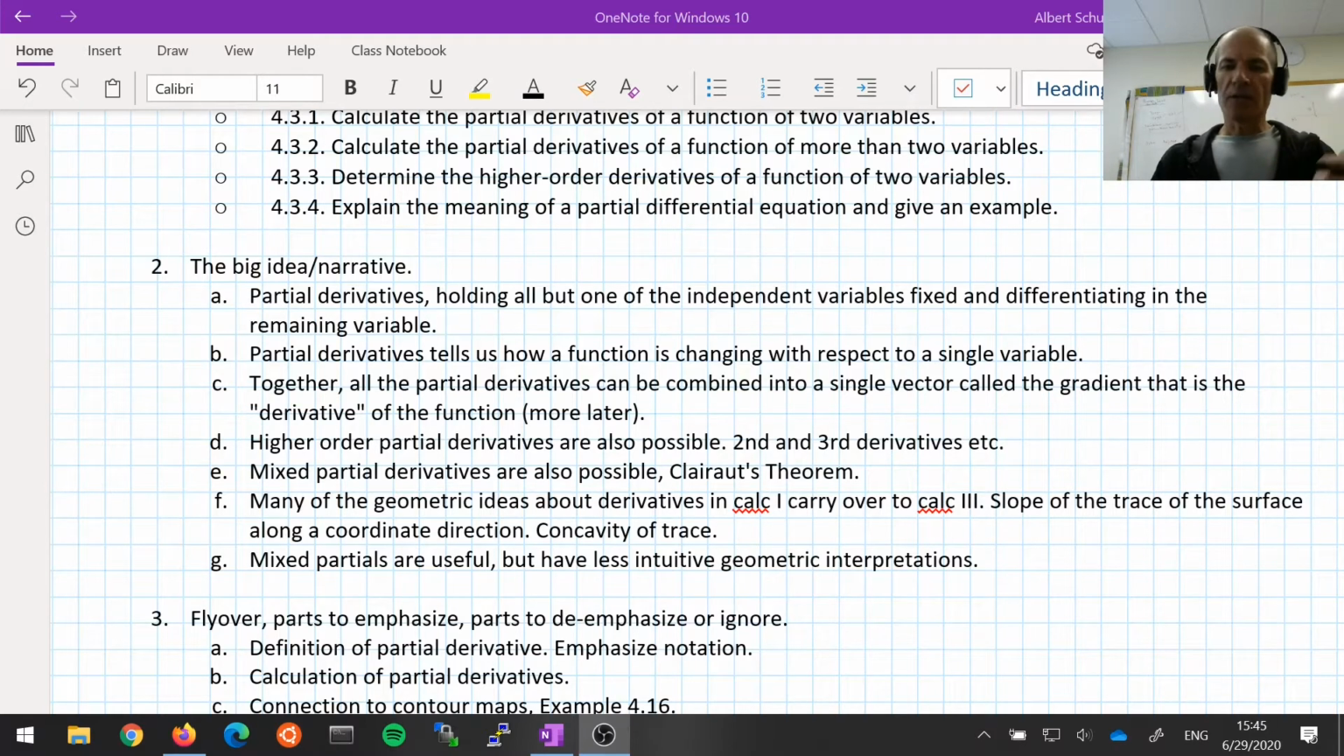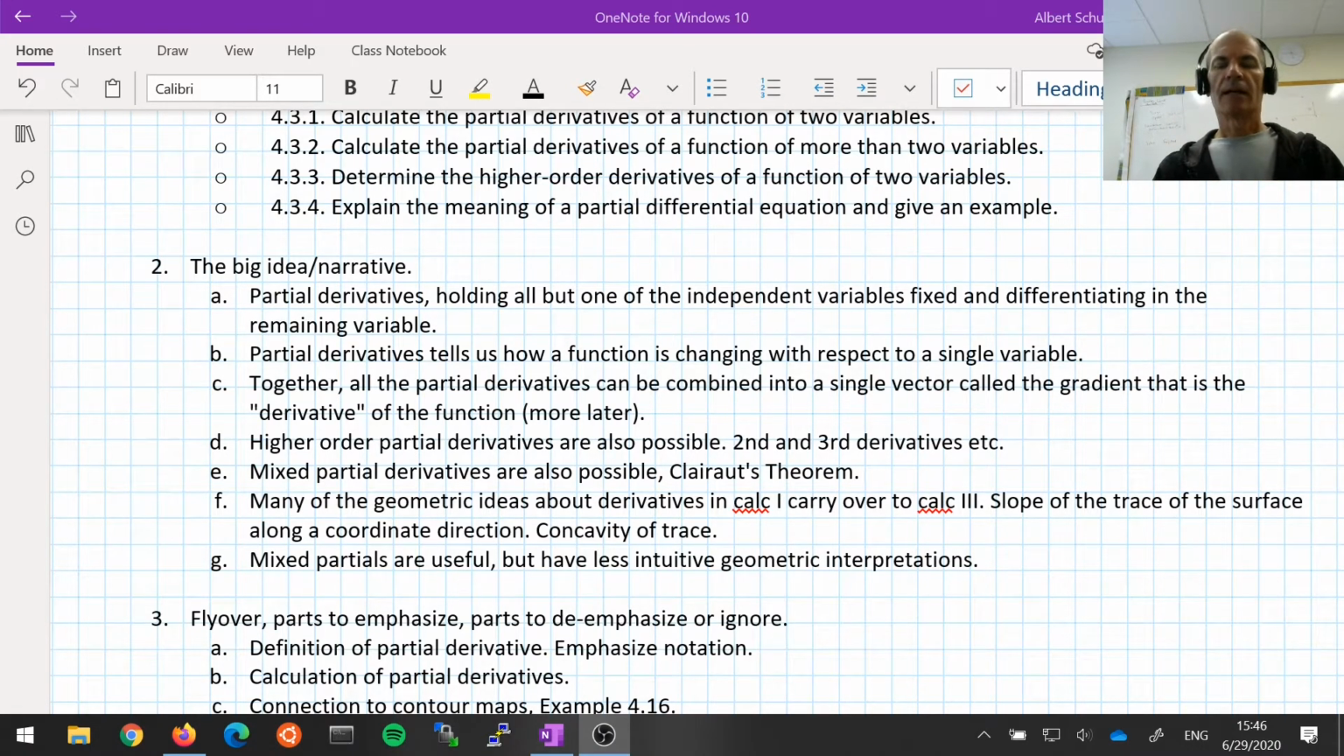A lot of the geometric ideas about derivatives from Calc 1 and Calc 2 carry over into Calc 3. For example, the partial of a function with respect to x tells us the slope of a surface in the x direction. The partial with respect to y tells us the slope of the surface in the y direction.